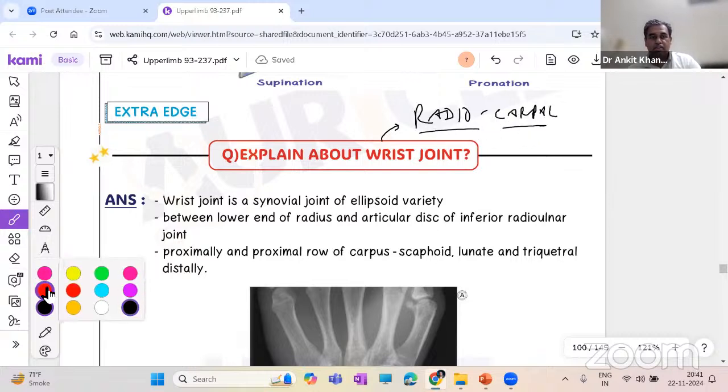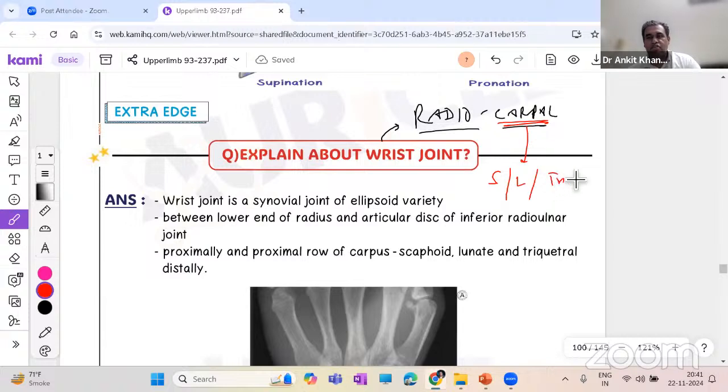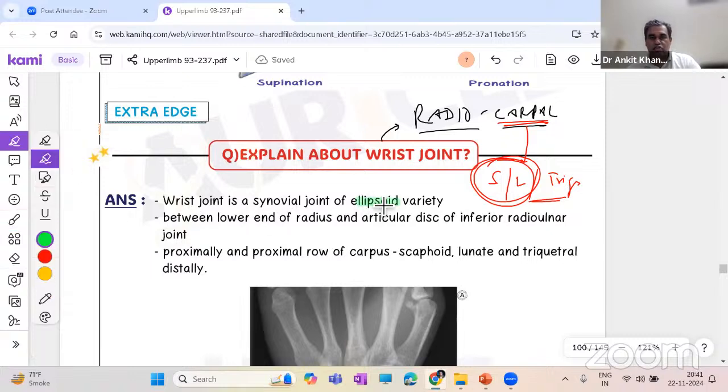If the examiner asks, the moment you say it's a radiocarpal joint, he will ask which carpal. Then they have the scaphoid, lunate, and a bit of triquetrum might be involved. These two are definitely involved. They are present just below the inferior surface of the radius, the scaphoid and lunate. Then a bit of triquetrum can be accompanied over here. So let us see, this is the ellipsoid variety.